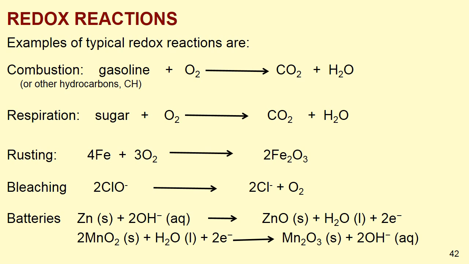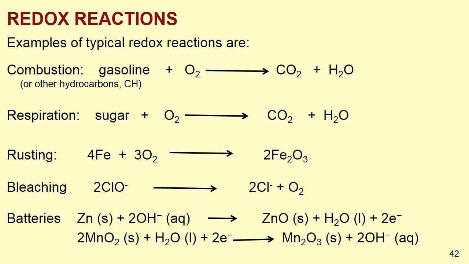Rusting, if you take some iron furniture out in the damp weather or an iron nail or something like that and react it with oxygen, eventually you'll get rust. Again, that's why it's often called an oxidation reaction, because oxygen's involved. The oxygen is reduced, the iron is oxidized. Bleaching is an oxidation reduction reaction. And then batteries. If you look at the first line, zinc plus 2OH negative gives us zinc oxide and water, and also produces 2 electrons.